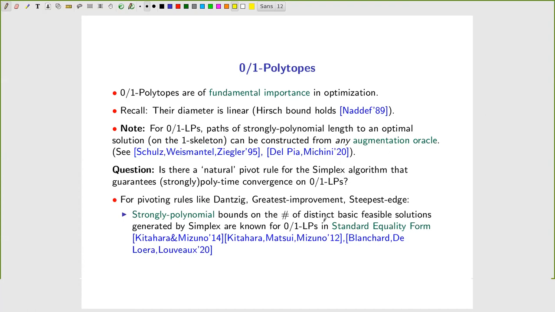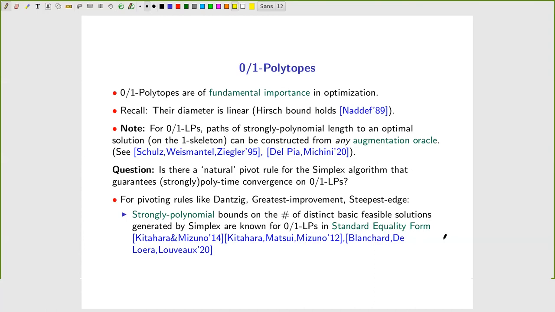Let me say that these are results for LP in standard equality form. It means that you have equality constraints other than non-negativity. You might say, okay, if I have an LP that is not in standard equality form, I can always translate it into an LP in standard equality form by adding slack variables. But you have to be careful because the slack variables are not necessarily going to be 0-1. So you cannot arbitrarily take this result and extend it to arbitrary LP that are not in standard equality form.